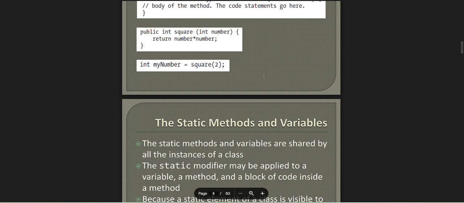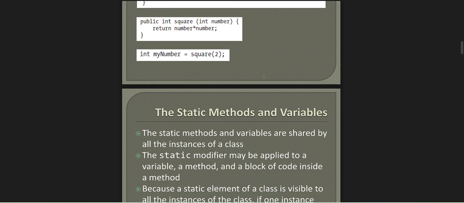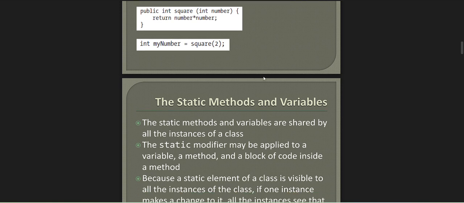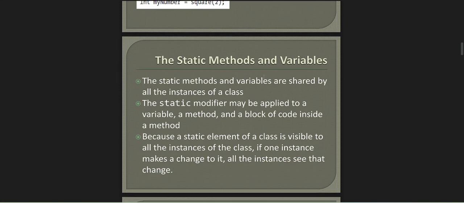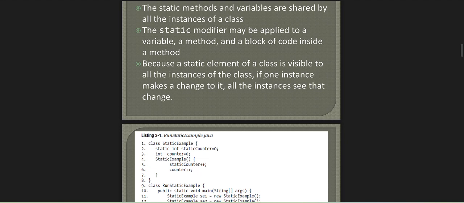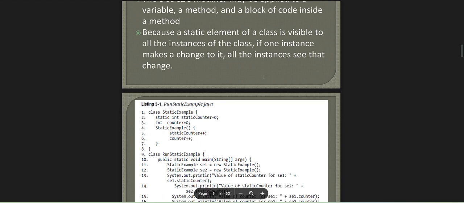Static method and variable. The static method and variable are shared by all of the instances of the class. The static modifier may be applied to a variable, a method, and a block of code inside the method. Because of this, a static element in Java is visible to all the instances of the class. For instance, the static example.